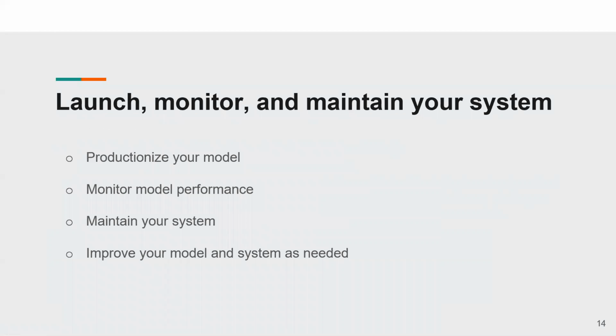Once that's ready, the next thing that you want to do would be step 8, launch, monitor, and maintain your system. You productionize your model, continuously monitor your model performance. You maintain your system as time goes on. As time goes on, when you see some divergence of your model performance, you also improve your model and system as needed. Continuation of the model and system maintenance.